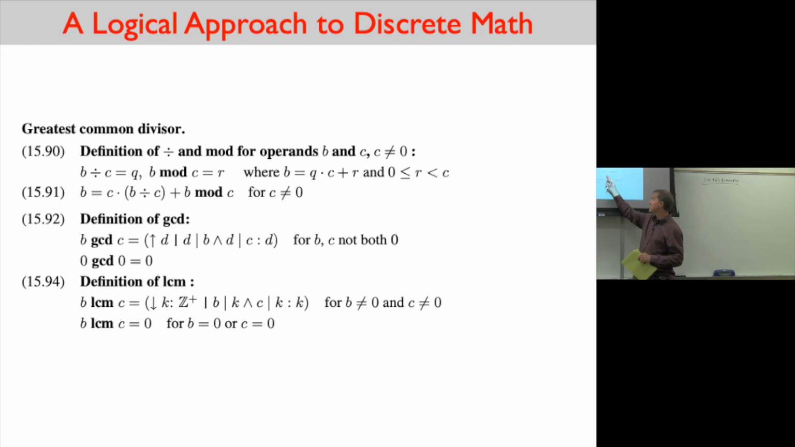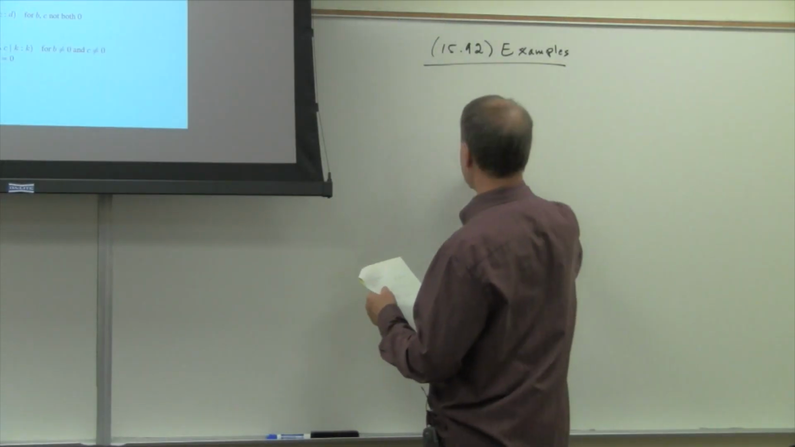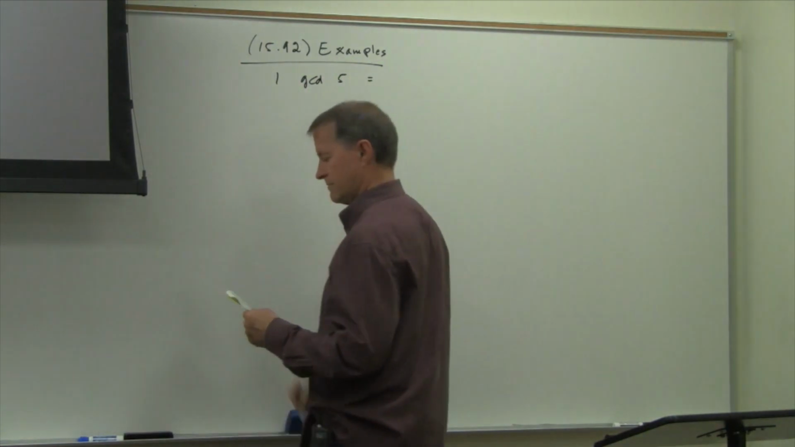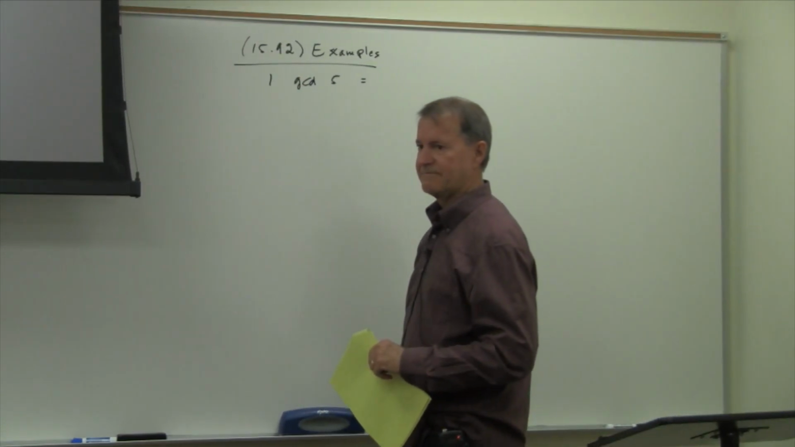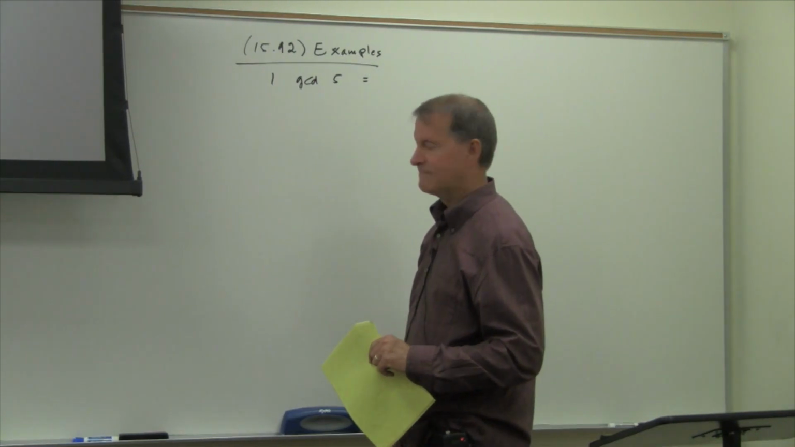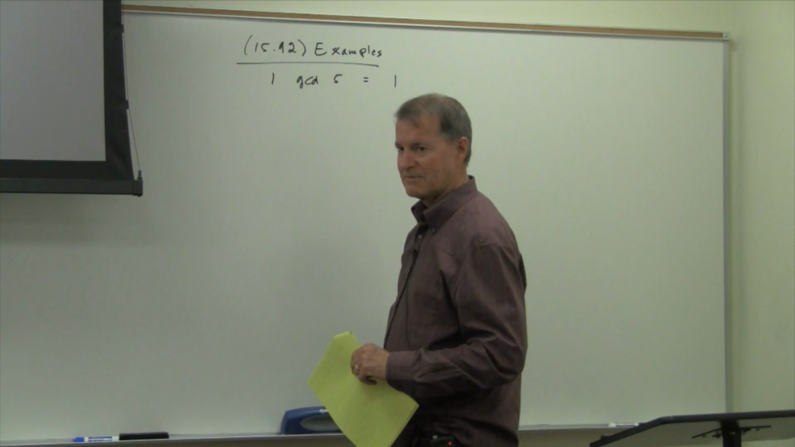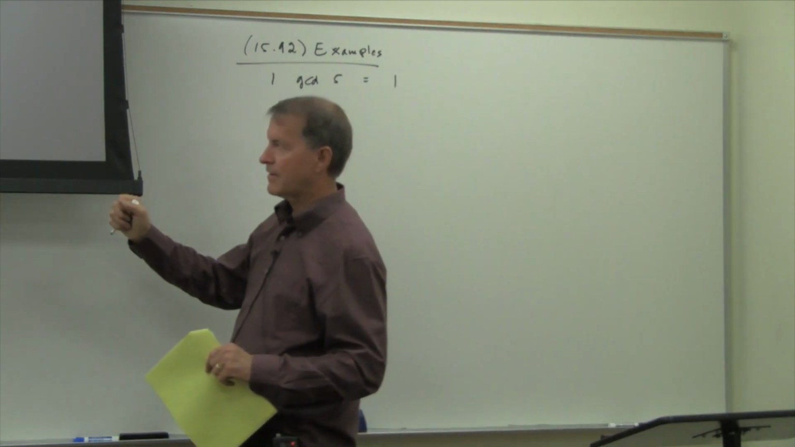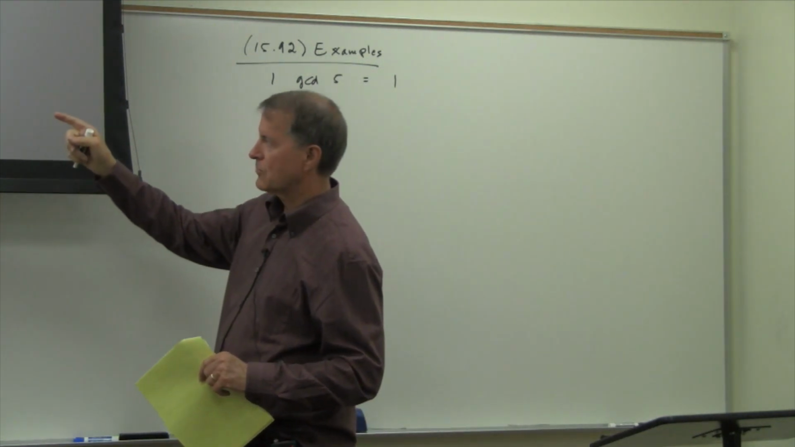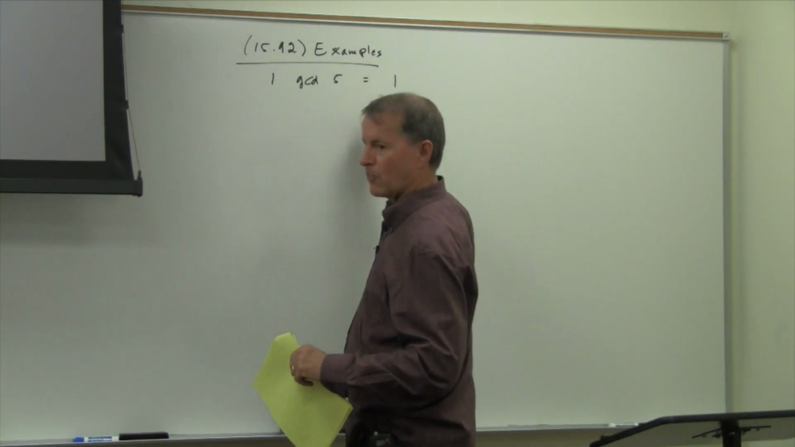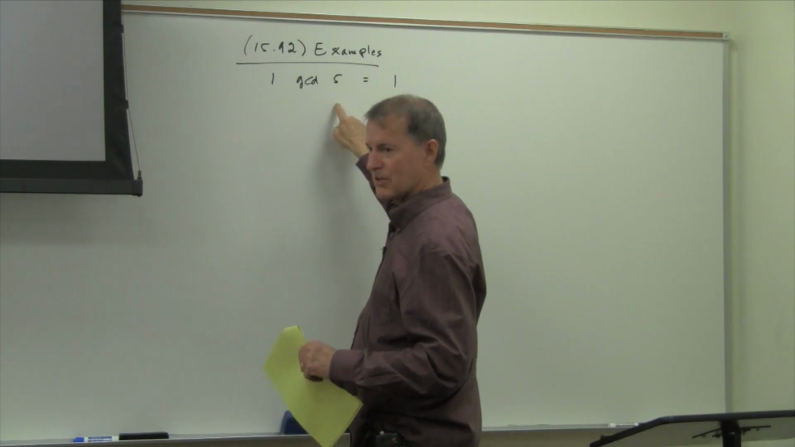But now what has to happen is B and C are not both 0. One of them can be 0, but both of them can't be 0. So let's do an example. What's 1 GCD 5? That's 1. Is everybody clear on this? Because 1 divides 1 and 1 divides 5, and it's the biggest one that divides them both.